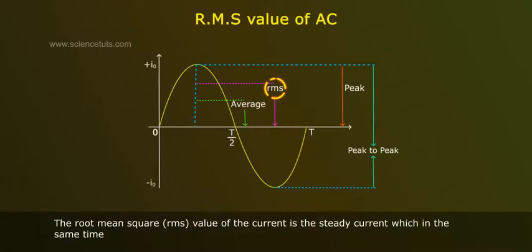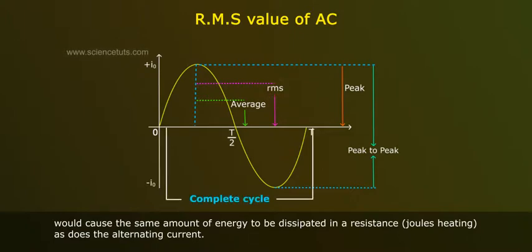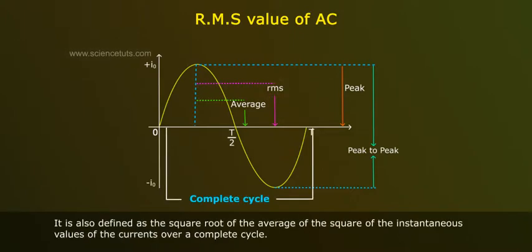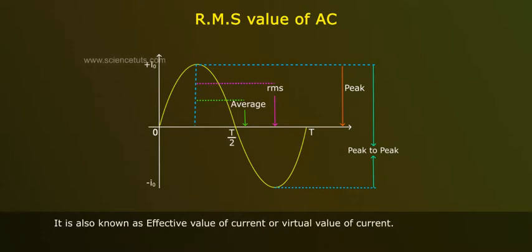RMS value of AC. The root mean square (RMS) value of the current is the steady current which in the same time would cause the same amount of energy to be dissipated in a resistance (Joule heating) as does the alternating current. It is also defined as the square root of the average of the square of the instantaneous values of the currents over a complete cycle. It is also known as effective value of current or virtual value of current.